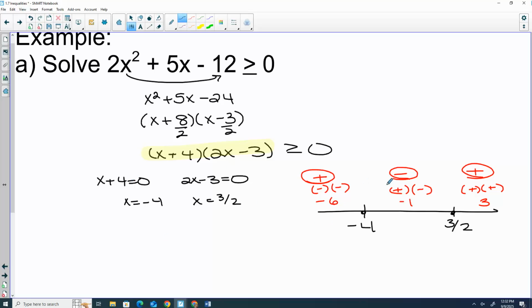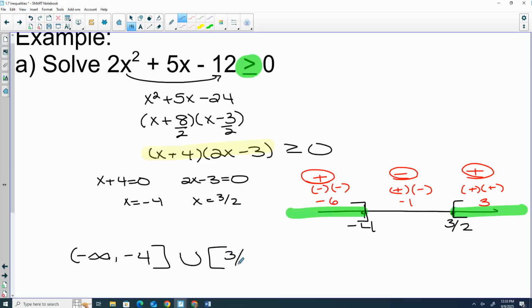So which ones did I want here? Positives. Greater than or equal to 0 means positive. Equal to tells me I get brackets. So it would be negative infinity to negative 4. Negative 4 would get a bracket. What did I tell you to put in between if there are multiple pieces? U for union, 3 halves, to infinity. Alright, I want you guys to try one.